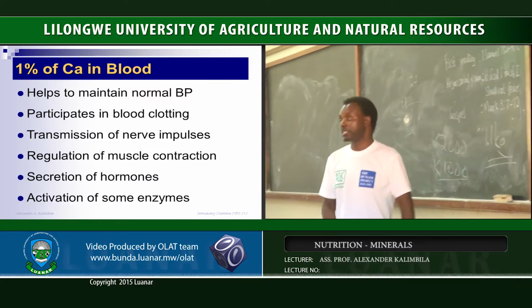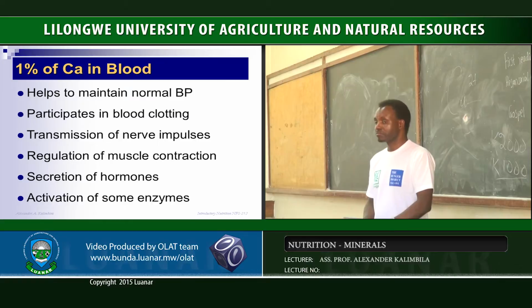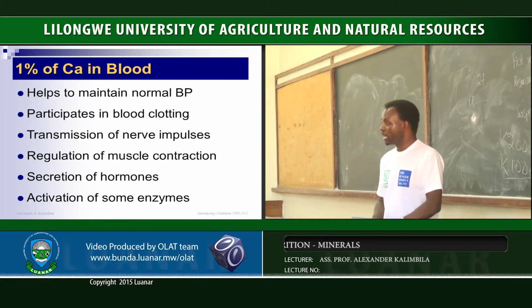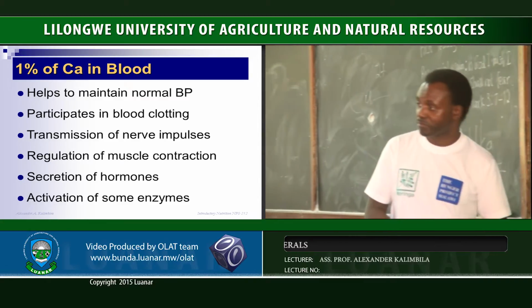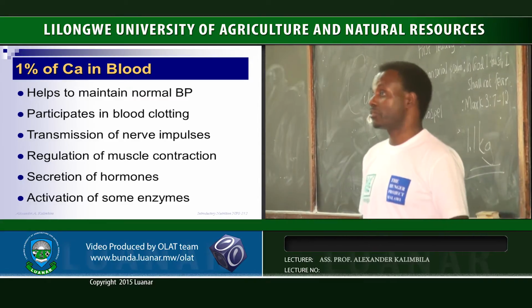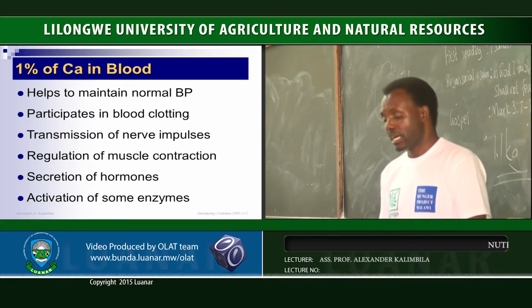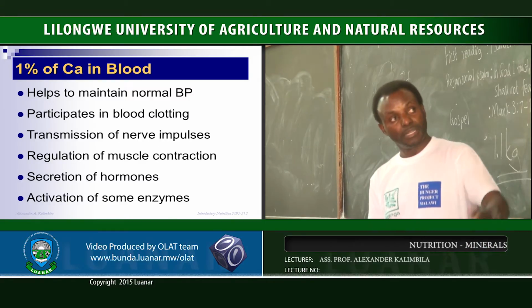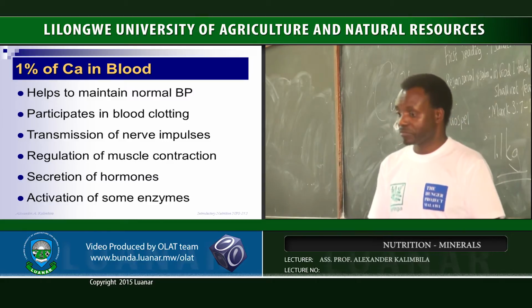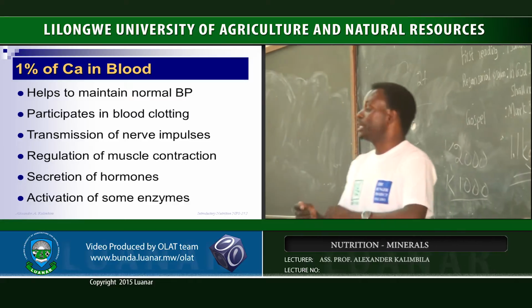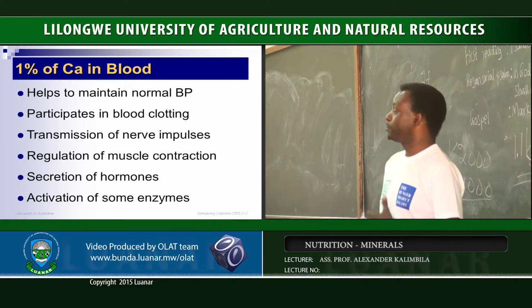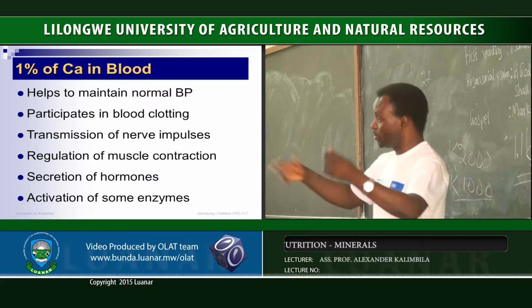Let's account for the 1% calcium that's circulating in your blood. What is it doing? Notice these roles: maintaining normal blood pressure, an absolutely critical role of calcium. Although it's very little, 1% only of the entire calcium, it maintains normal blood pressure. It participates in blood clotting. Calcium helps us so that as we bleed, there must be clotting. Otherwise, you'd be bleeding profusely, just going and going and going.